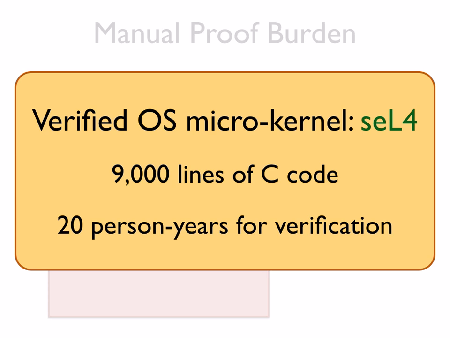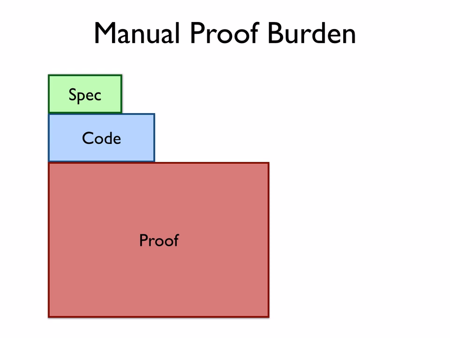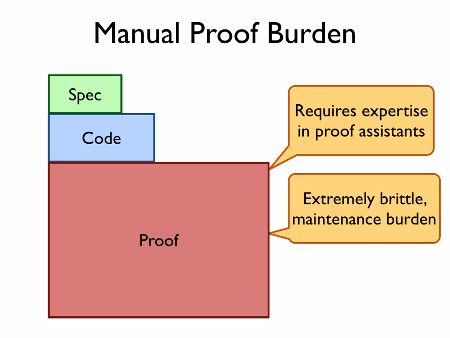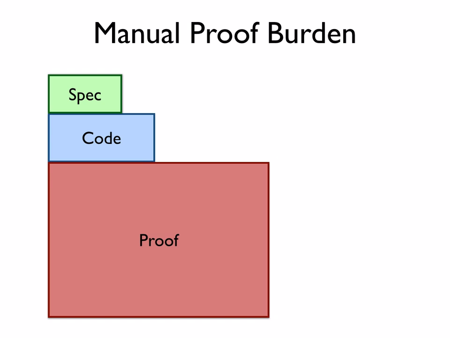And in fact, the situation is even worse than these numbers indicate. Not only is a massive amount of manual labor required for proofs, but this labor must be done by people with deep expertise in proof assistants. And once you've spent all this time writing your proofs, if you change anything in your code or specification, you frequently have to update many of your proofs because proofs tend to be extremely brittle, and this creates a big barrier to maintenance. So what would the ideal situation be like?